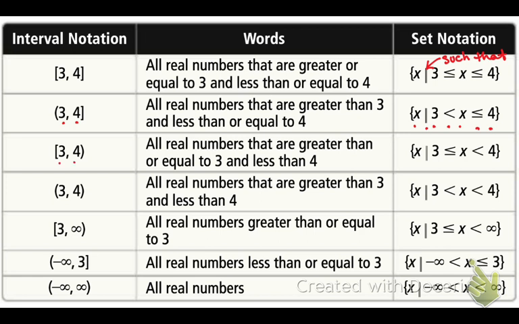Okay, we have 3 to 4 again. Is 3 included? Yes. Is 4 included? No. So I have x such that 3 is less than or equal to x, which is less than 4. That's how you have to say it.